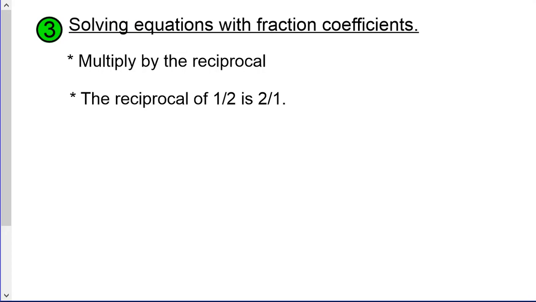Alright, when we want to solve equations with fractions, we've got to do something a little bit different. With fractions with coefficients, we want to multiply by the reciprocal. Okay, remember that the reciprocal is when we just flip the numerator and denominator. So, for example, we have 1/2, and the reciprocal of 1/2 would be 2 over 1. So whenever we're solving equations with fractions, we want to multiply by the reciprocal.